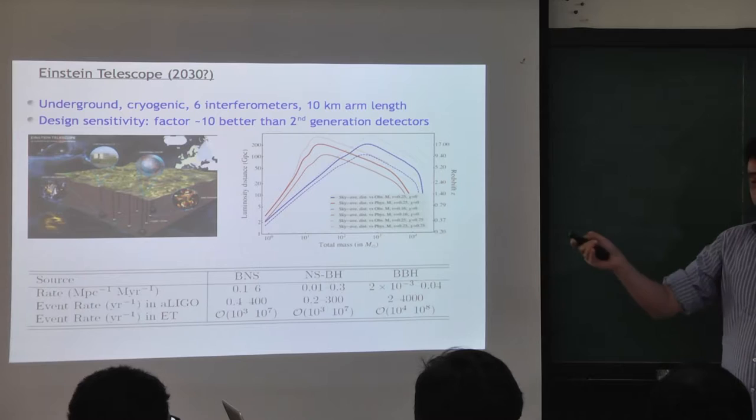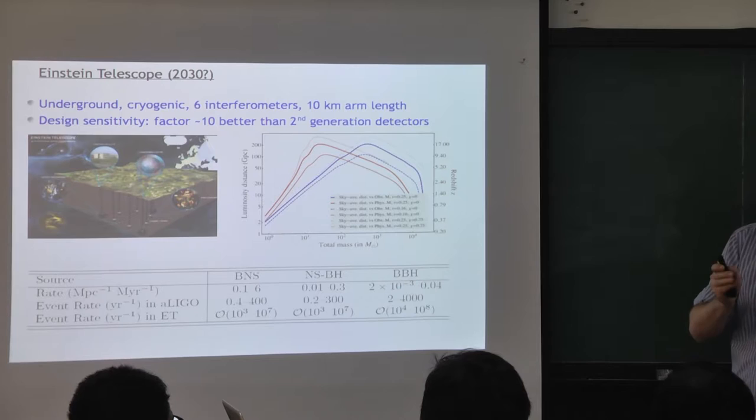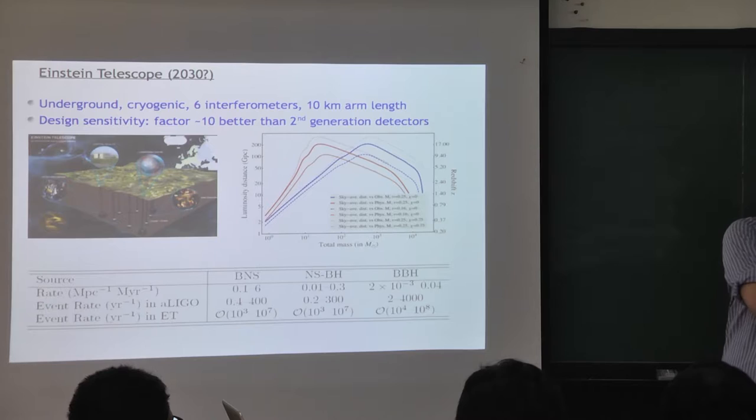Why? Because as you increase the mass, the part of the signal that is in band will actually get shorter. The frequency at which the signal cuts off approximately goes like 1 upon the total mass. So as the total mass gets larger, the termination frequency gets lower and lower, and eventually it's totally out of band because it's too low frequency. And that is the descent that you see here.